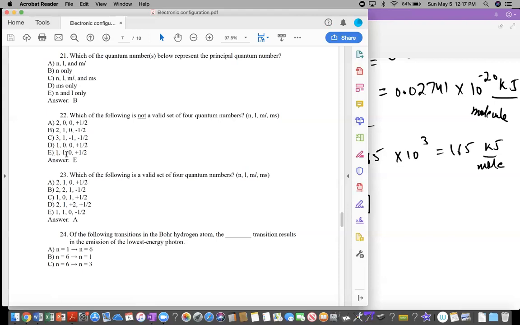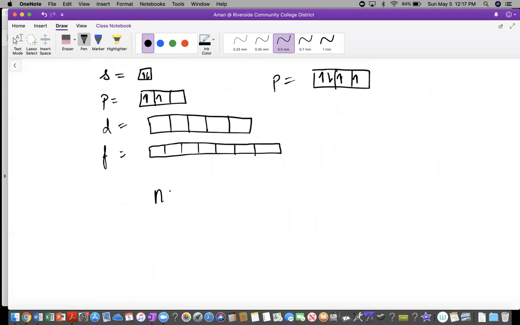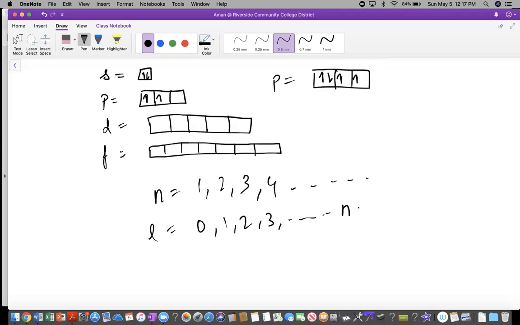Why is it not? Because it goes above N minus 1. Not negative, N minus 1, not negative 1. See, if your value of N is equal to 1, then what is the value for L? L is equal to N minus 1, so it stops at N minus 1. It has to be one less than N. N can be 1, 2, 3, 4, or whatever. L is all the numbers from 0, 1, 2, 3, but it has to stop at N minus 1. That's its maximum cap.